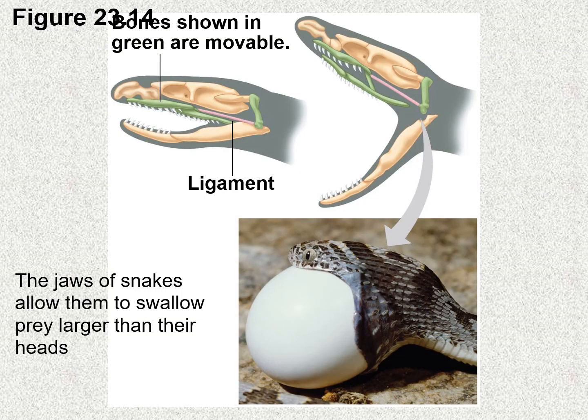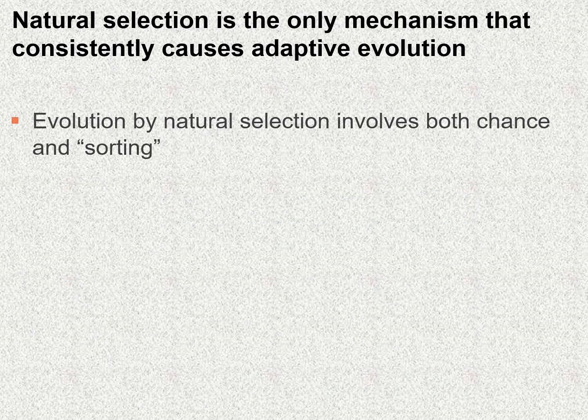Another example would be the bones within the head of the snake. They've evolved to become movable so that it can allow the snake to open its mouth to swallow prey that's much larger than its head. Right, so natural selection is the only mechanism that consistently causes adaptive evolution.